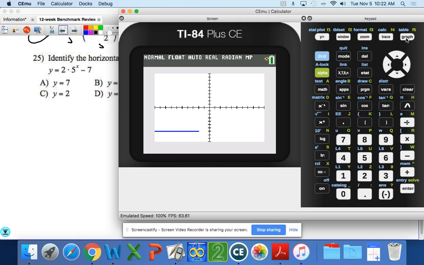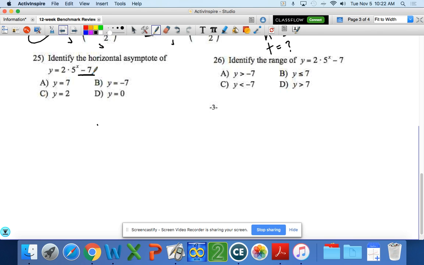And it says identify the horizontal asymptote. That means the horizontal line that we're never, ever going to cross, okay? 2 ways to find it. 1, by looking at the graph and using your best judgment, or 2, by looking at the equation.